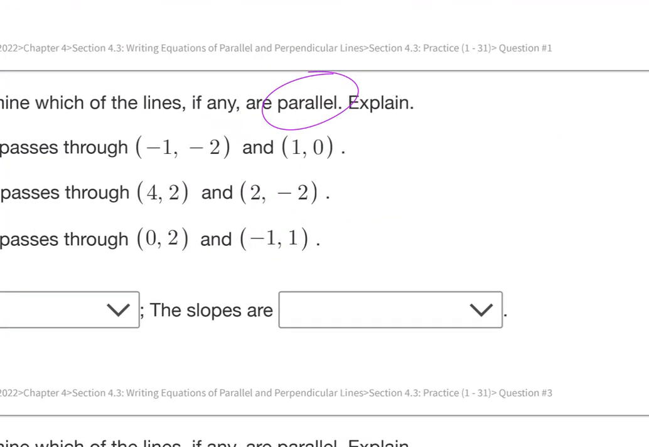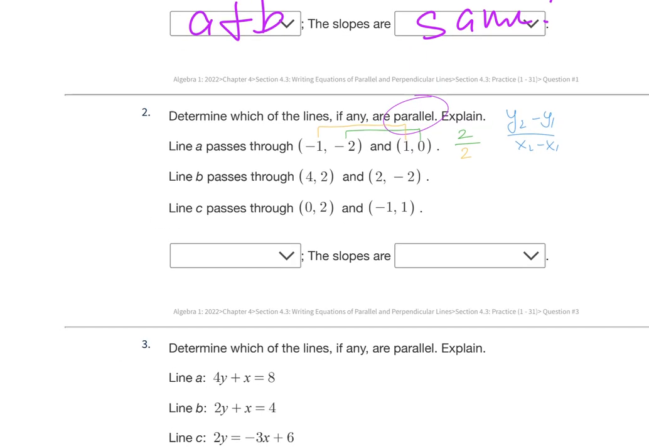You could graph these, or you could just do the slope equation, which is y2 minus y1 over x2 minus x1. I prefer to do this in my head if I can. So 0 minus -2, that's 2. 1 minus -1, that's 2. So our slope for A is 1.